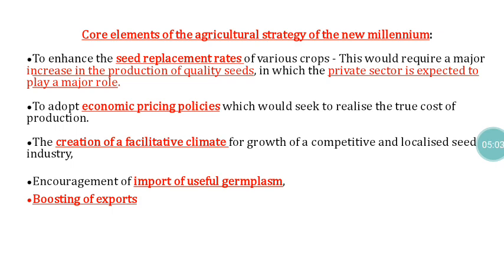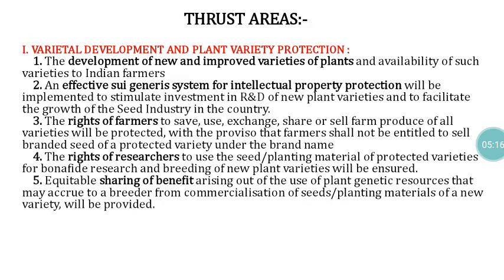So for all these things, some provisions are made available in this particular new seed policy 2002. So today we are going to discuss one by one. Around 10 thrust areas are there, so we are going to discuss them one by one. The first thrust area is varietal development and plant variety protection.